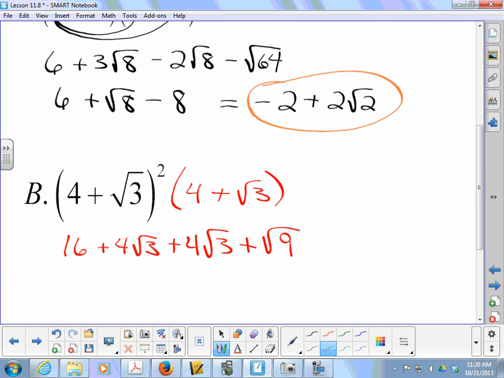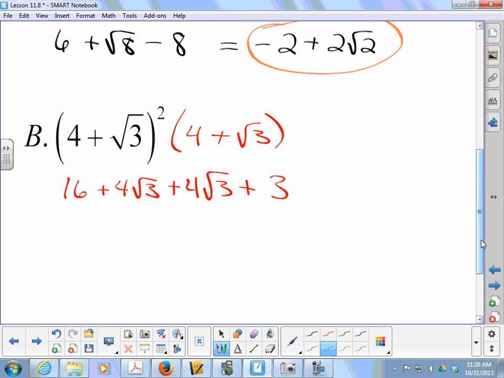And if you can do it and just write 3 there instead of the square root of 9, then go ahead. Either way, it should make sense to you. If I multiply the square root of something by itself, I get that thing. So I don't need to put that there. I can just put 3 there. So 16 plus 3 is 19 plus 8 square roots of 3.